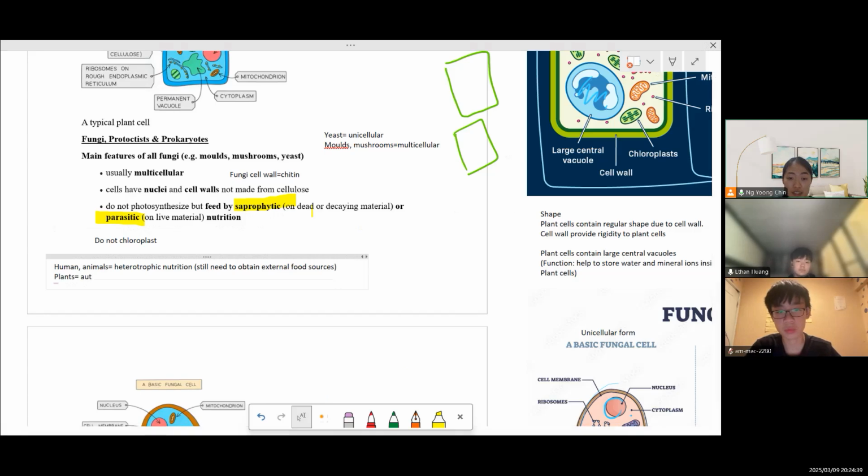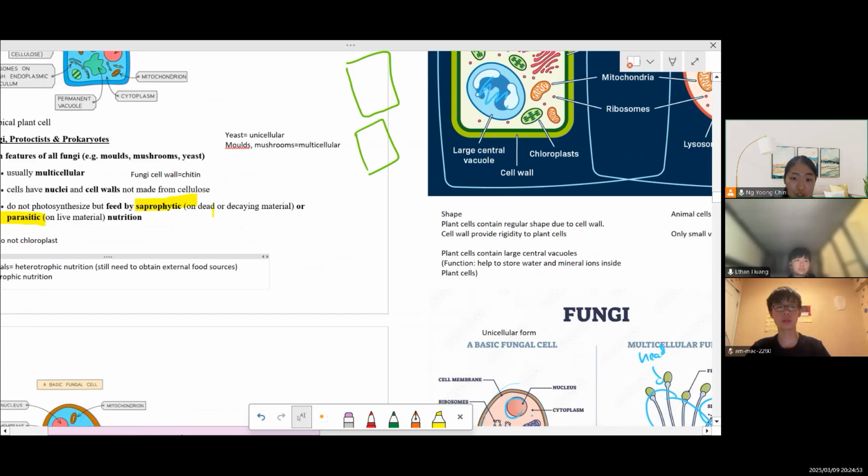nutrition. Autotrophic nutrition. So there are 4 kinds of nutrition: autotrophic, heterotrophic, just like in human, saprophytic and parasitic. 4 types of nutrition.